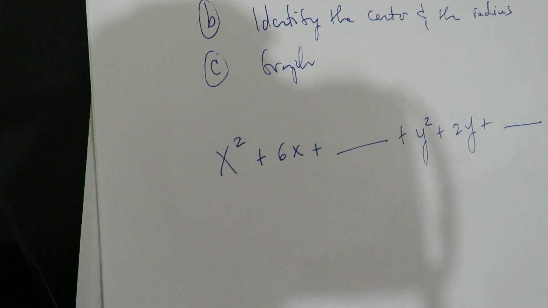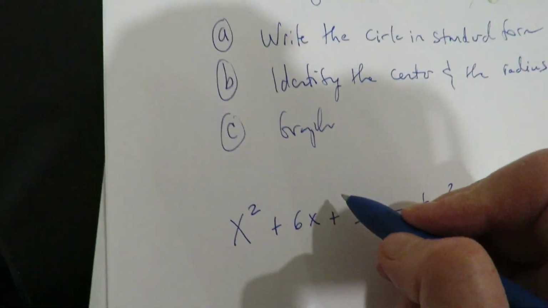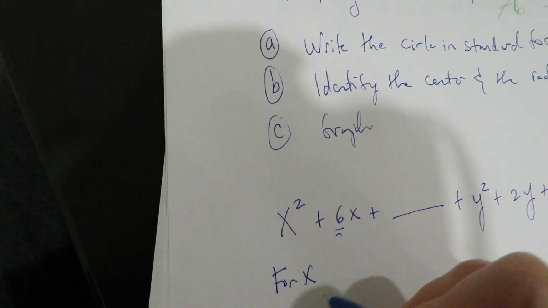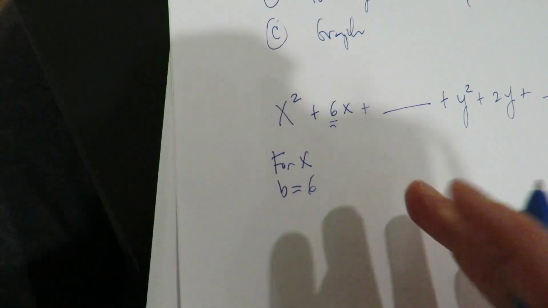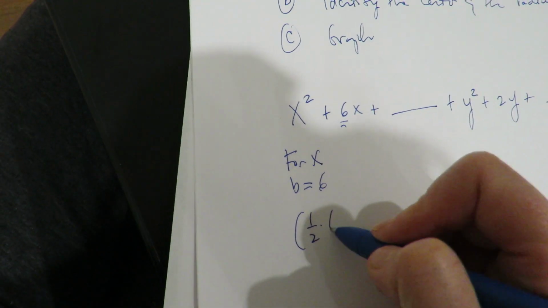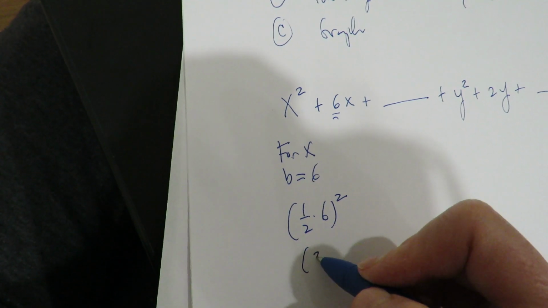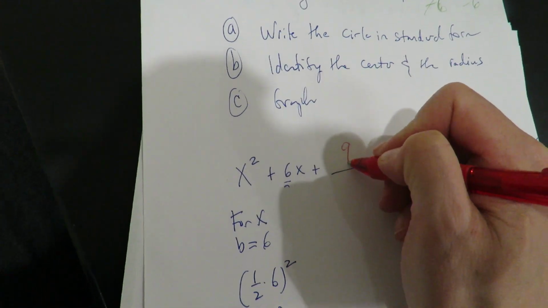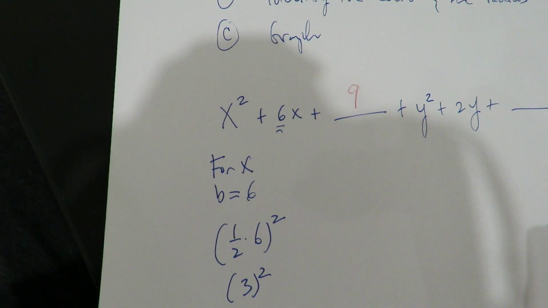So for the first case here, I have two linear terms. So the first one, for x, b is equal to 6. So I'm going to put that in the formula. I'm going to do 1/2 of 6 and I'm going to square it. That makes this a 9. 1/2 of 6 squared makes that a 9.